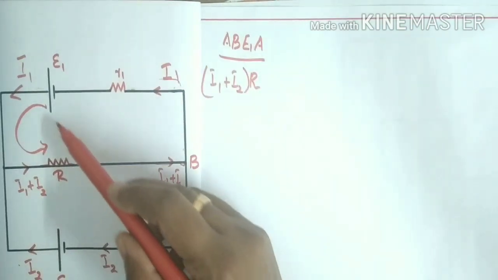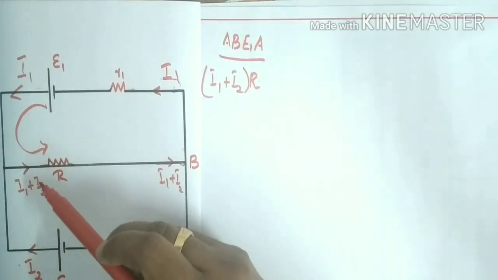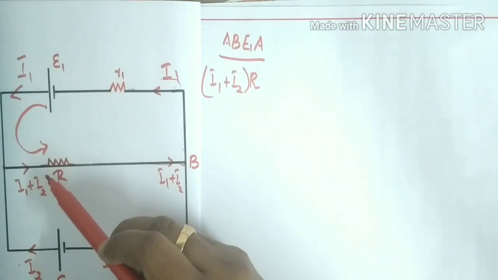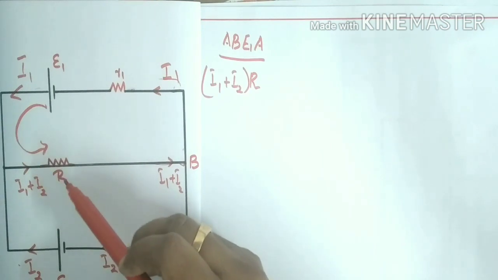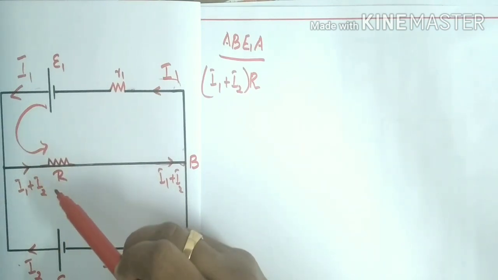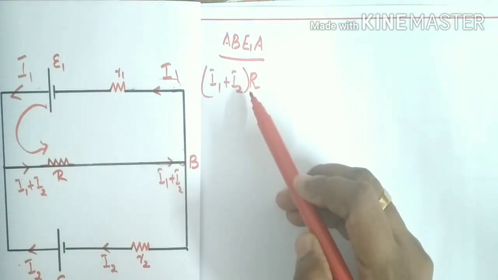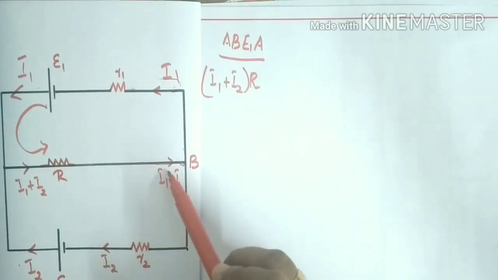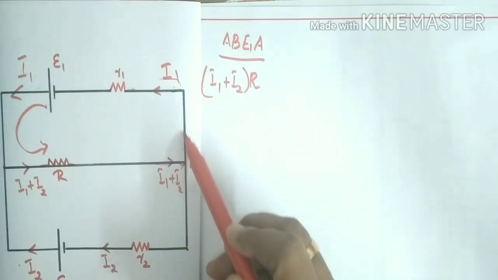Because the assumed direction and the original direction are the same, its potential difference is taken as positive. That is the rule. So here the voltage across the resistance R is (I1 plus I2) into R. Next, here there is no resistance, so there is no need to find the voltage.